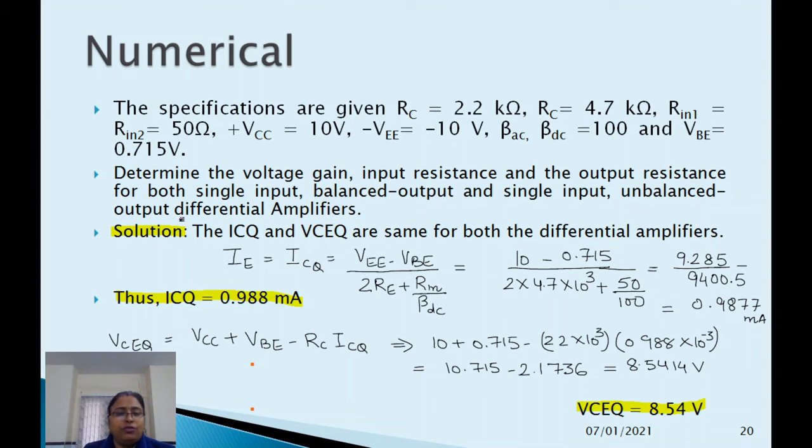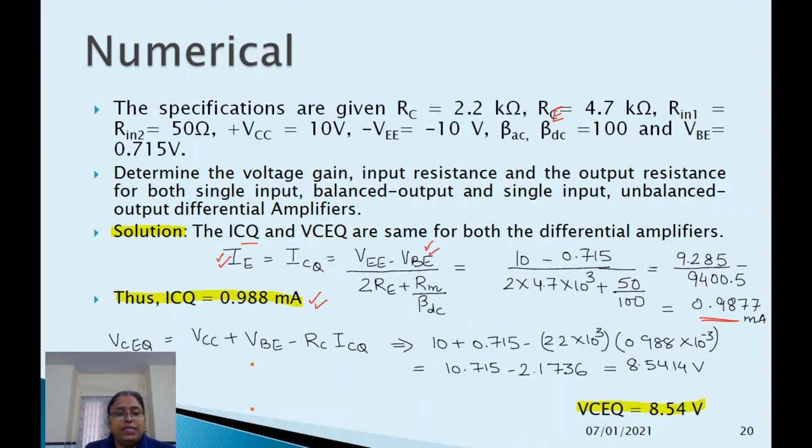Now as we know, for the DC analysis we have calculated this ICQ and IC. ICQ is nothing but IE equal to IC. This is the equation. Now putting the value of these equation, now this is the RE value. RE is equal to 4.7 kilo ohm. So this is 10 minus, putting the values from the question only. So this becomes equal to 0.9877, and approximately it is taken as 0.988 milliampere.